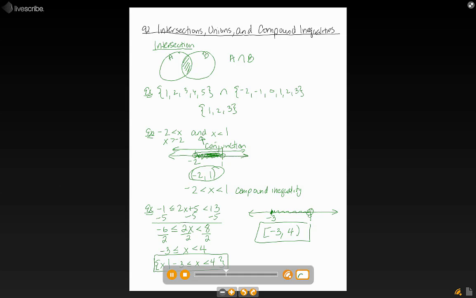Example. Solve and graph 2x minus 5 greater than or equal to -3, and, the word and, 5x plus 2 greater than or equal to 17.